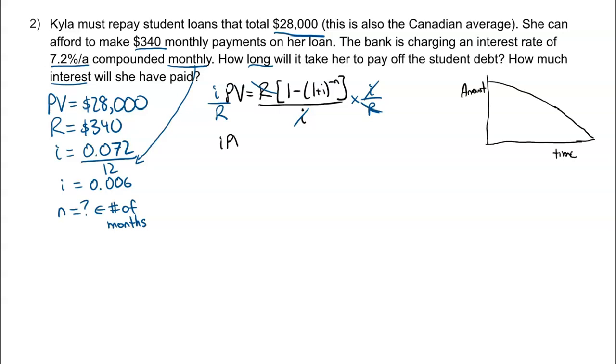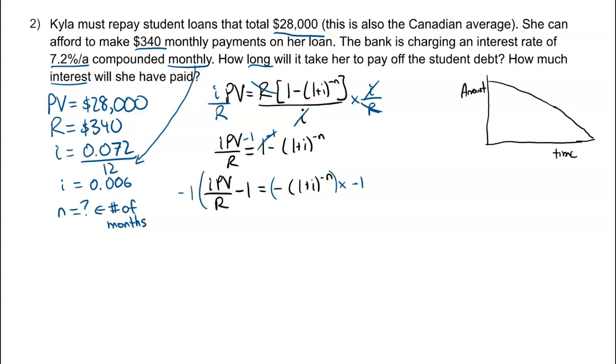So we're going to multiply both sides by 1 over R, and that's going to give me I times PV over R equals 1 minus (1 plus I) to the negative n, what was in the square brackets. We can get rid of the square brackets now because that's by itself on the right. If we subtract 1 from both sides, now we get I PV over R minus 1, and that's equal to negative (1 plus I) to the negative n. We're getting closer to rearranging for negative n here. But before we do that, we have to multiply by negative 1 to make that positive.